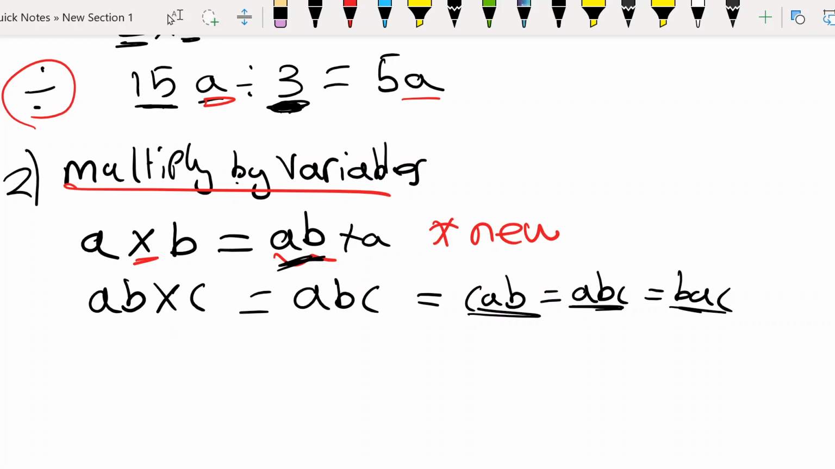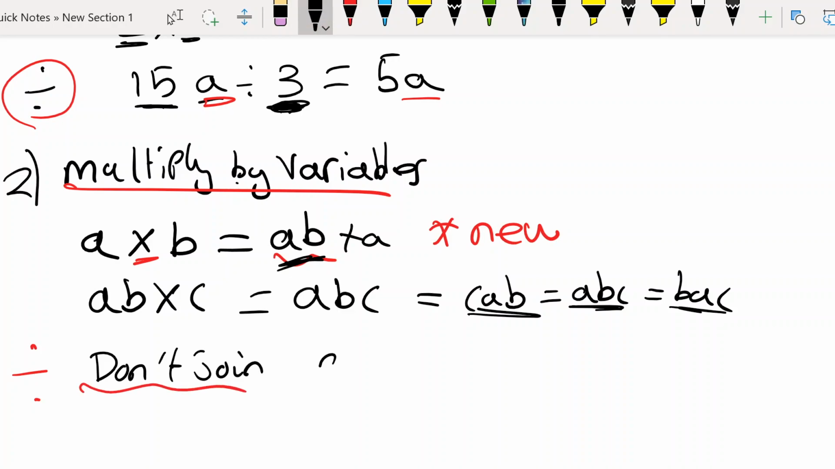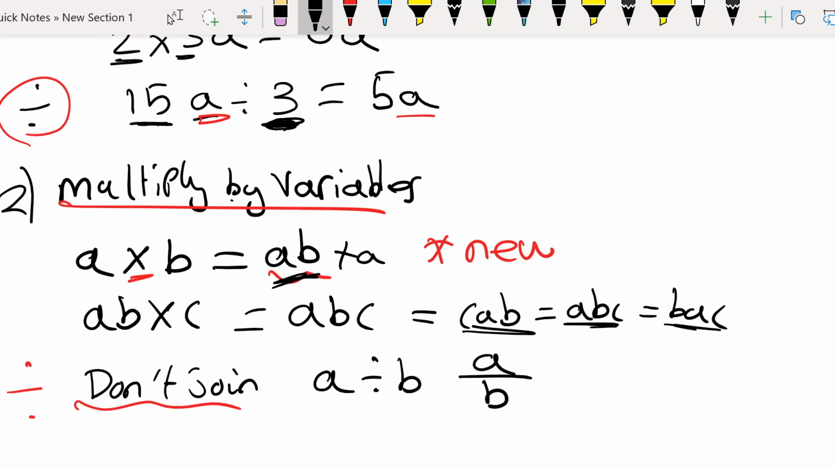And for division, it's a similar thing, but for division, we write one over the other. We don't join them up. We write them in fraction form. So A divided by B becomes A over B. Easy as that. So I'll give you a few questions to try.